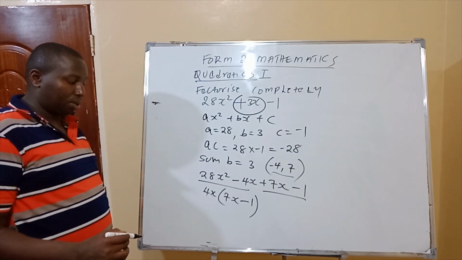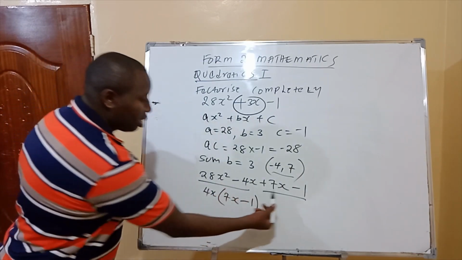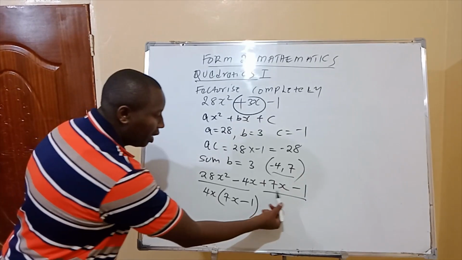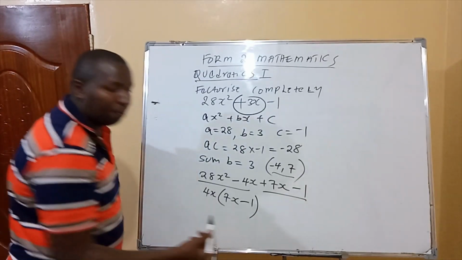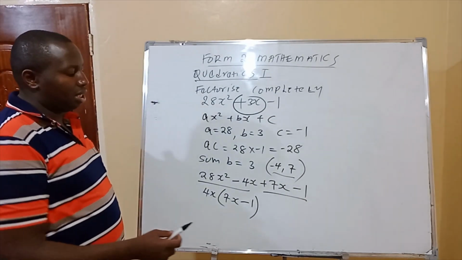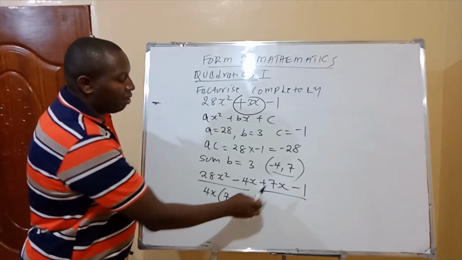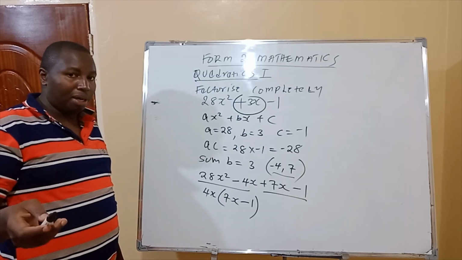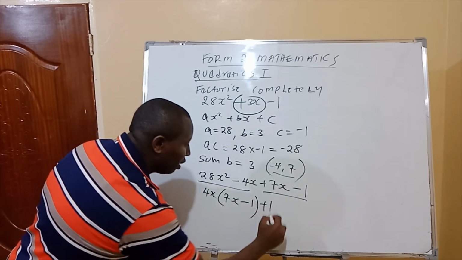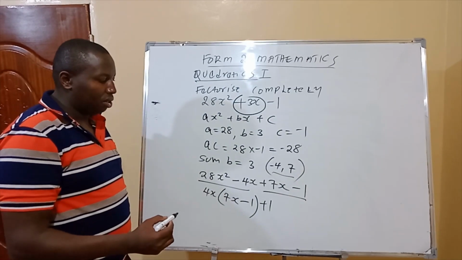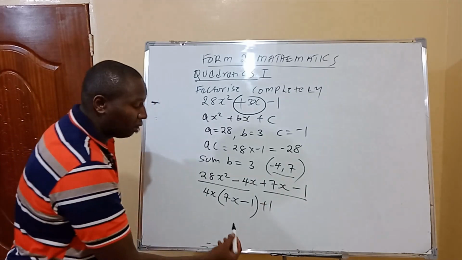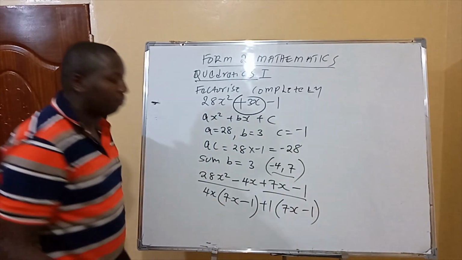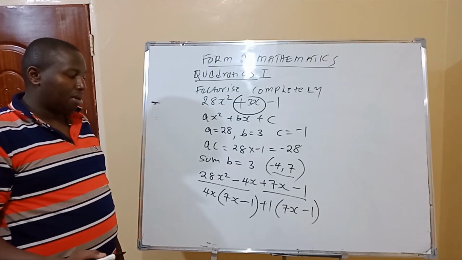Then you go to the next part. You have factorized the first part; now the last part, 7x minus 1. In this case, when the values are like this, 1 is a common factor. So you say plus 1. You don't just leave it. So 1 is a common factor for this, and you put your bracket 7x minus 1.